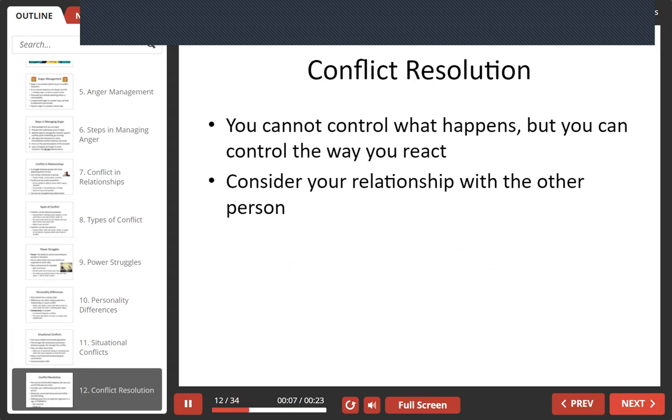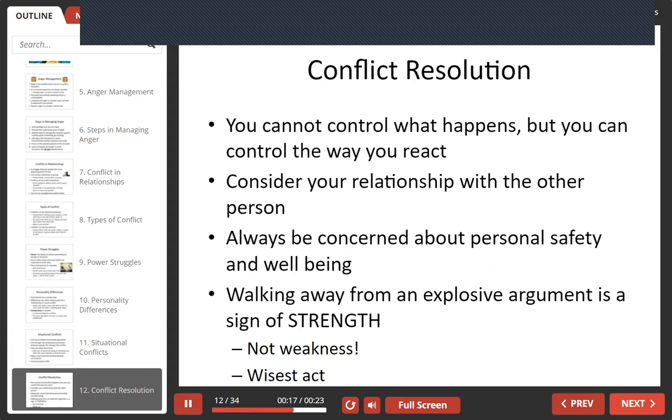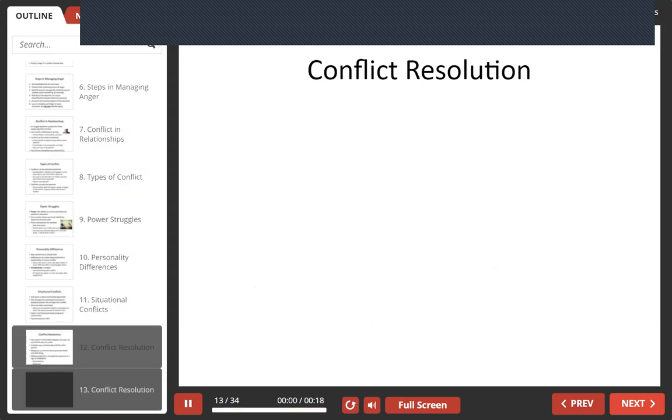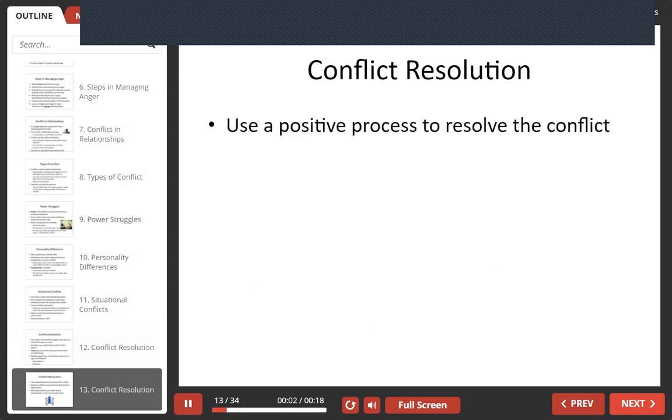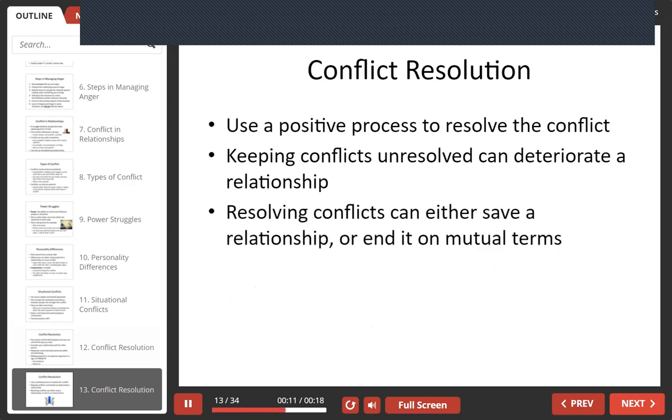Consider your relationship with the other person. Always be concerned about personal safety and well-being in order to reach conflict resolution. Walking away from an explosive argument is a sign of strength, not weakness. It is the wisest act that you can commit. Use a positive process to resolve the conflict. Keeping conflicts unresolved, however, can deteriorate a relationship fast. Resolving conflicts can either save a relationship or end it on mutual terms.